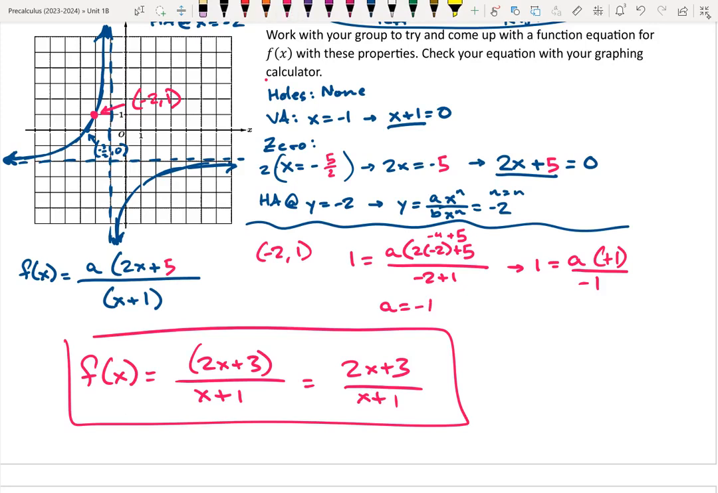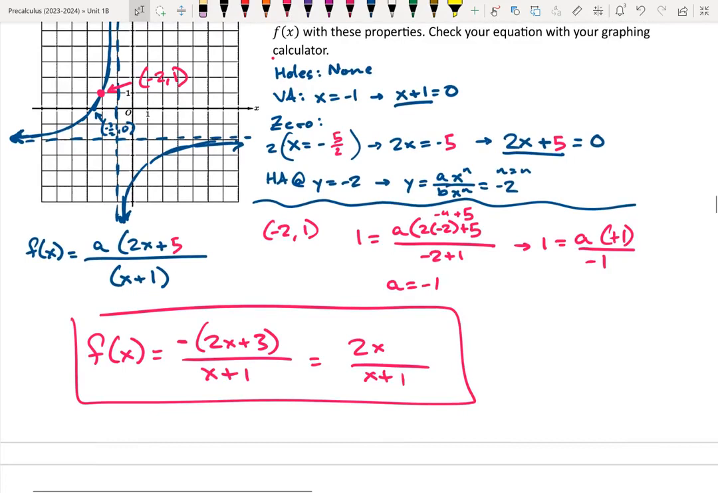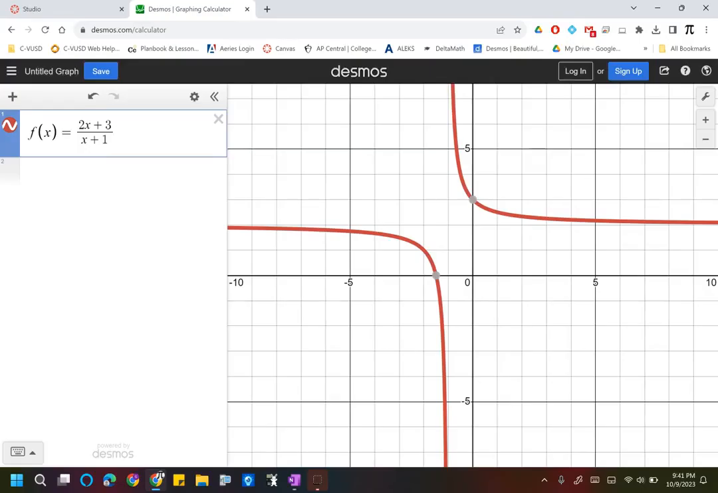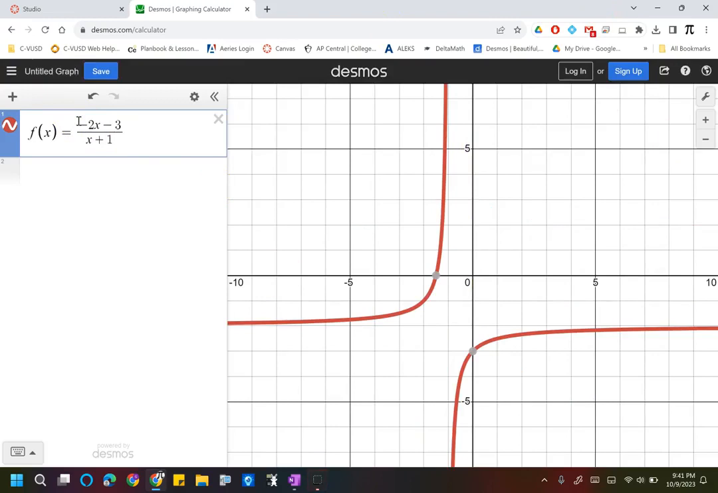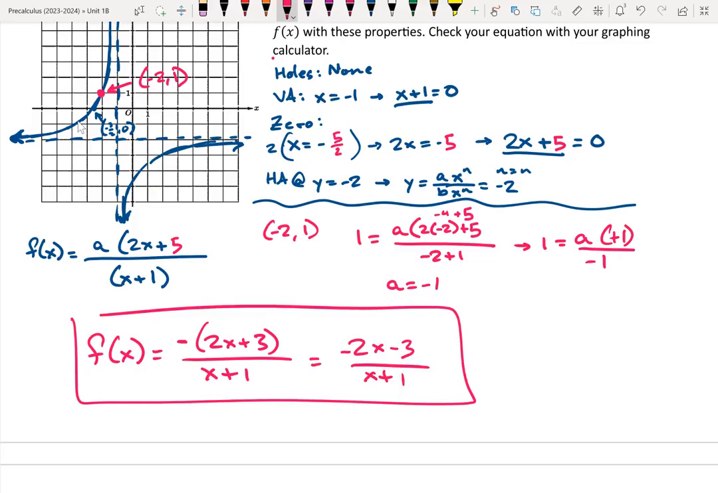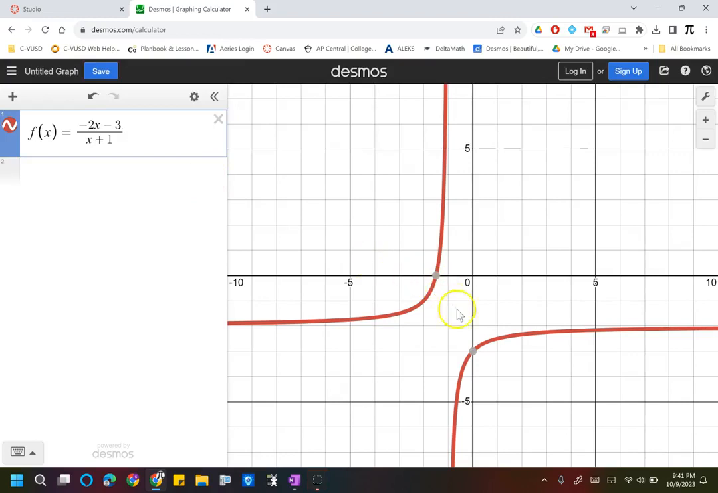So let's go ahead and try that. Does that make a difference? That would actually become negative 2x minus 3. Let's see if I make that slight adjustment, would my graph be what I need it to be? So negative 2x minus 3. That looks better, right? That matches. I have my horizontal asymptote at y equals negative 2. I'm going up to positive infinity, negative infinity right here. I have that horizontal.